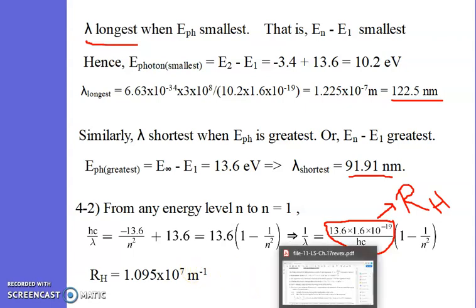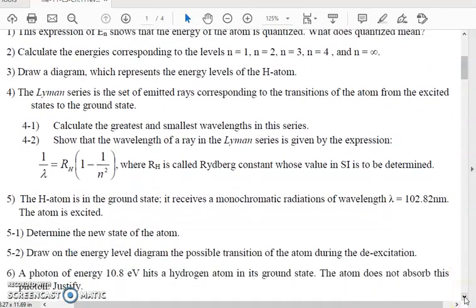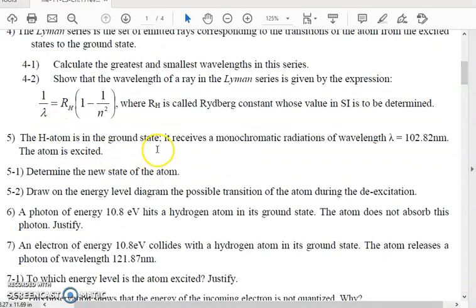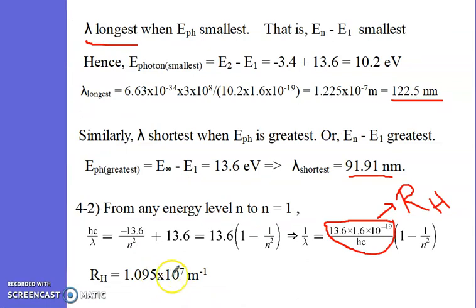Now, the H atom is in the ground state. It receives monochromatic radiation of wavelength 102.82. The atom is then excited. Determine the new state of the atom. We have to remember the absorption process. The atom only absorbs the photon that it emits. Clear?